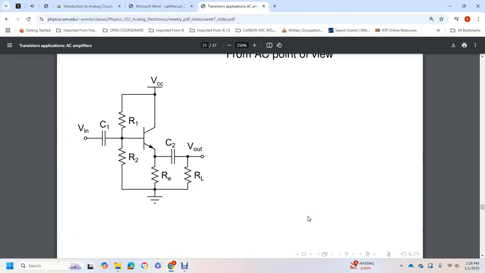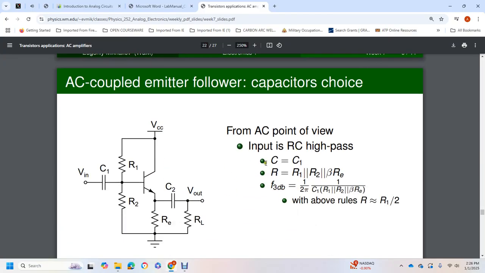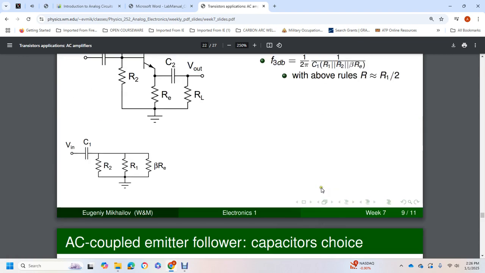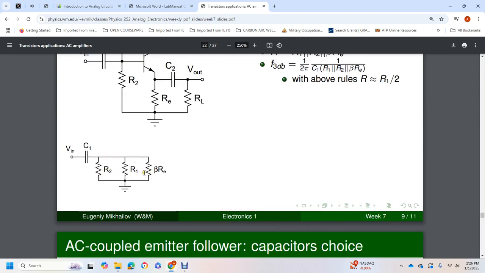From the AC point of view, the input is an RC high pass filter with capacitor equal to capacitor 1. The resistance is equal to resistor 1 in parallel with resistor 2 in parallel with beta times the emitter resistor. Therefore the 3 dB frequency is equal to 1 over 2 pi times 1 over C1 times R1 parallel R2 parallel beta times the emitter resistor. By our rules, R is approximately R1 over 2.